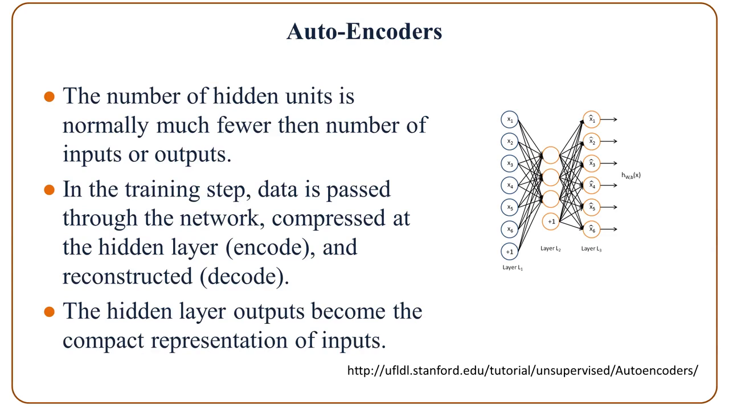Usually, the number of hidden units is much fewer than the number of inputs or outputs. Let's look at this example. In the training step, the data is passed through the network and compressed at the hidden layer, and later reconstructed at the output layer. After training, if we remove the output layer, what we have left is the compact representation of the inputs provided by the hidden layer.